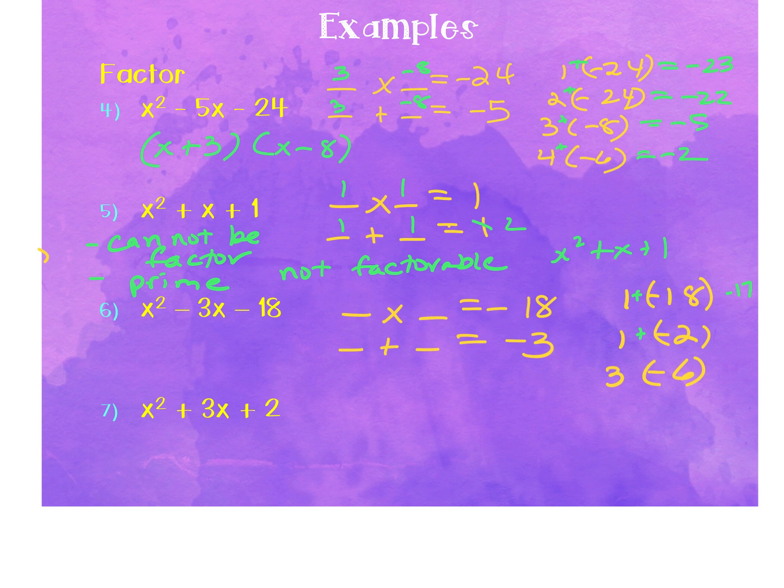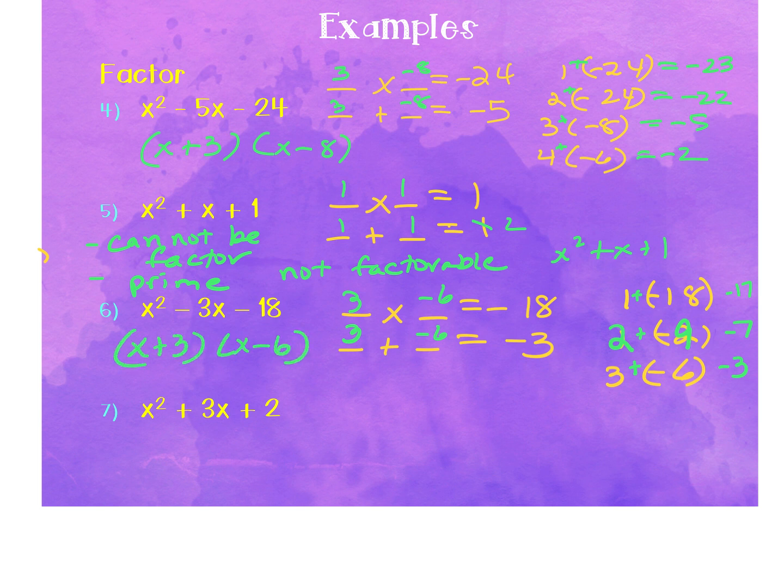This should be 2 times negative 9. And then when I add this, I get negative 7. But when I add this one, I get the negative 3. So 3 times negative 6 gives me negative 18. And 3 plus negative 6 gives me negative 3. So it's x plus 3, x minus 6.